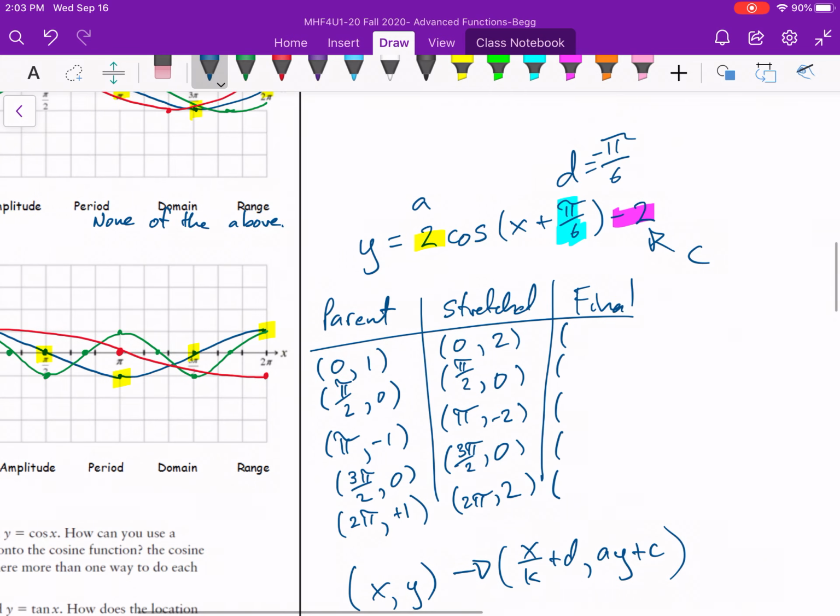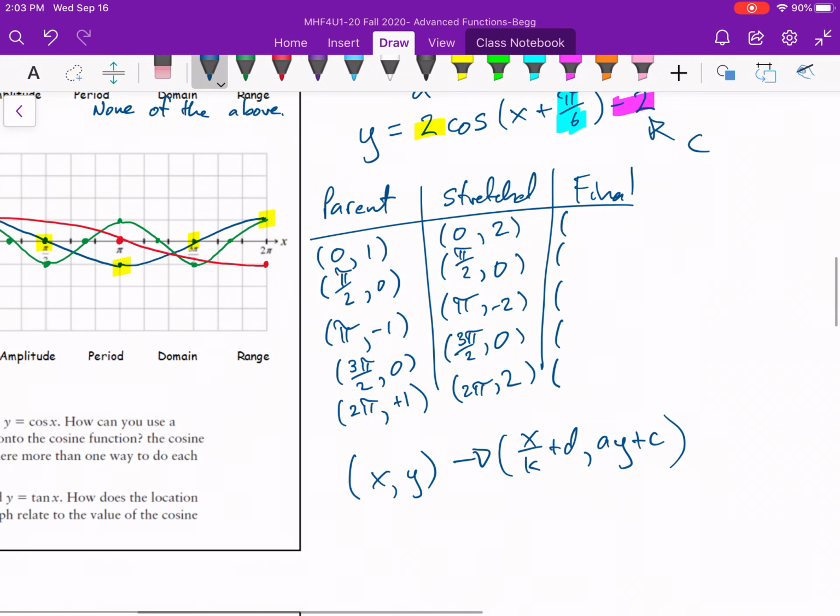So I'm going to add negative pi over 6. I'm going to subtract pi over 6. So I get negative pi over 6. Now I have to do a little bit of conversion. Pi over 2 is the same as 3 pi over 6. So when I subtract, I get 2 pi over 6, which reduces to pi over 3. A little bit awkward, I agree. Pi minus pi over 6 is 5 pi over 6.